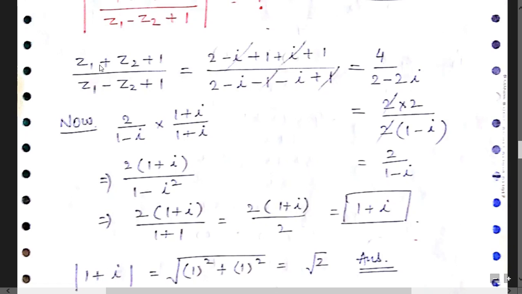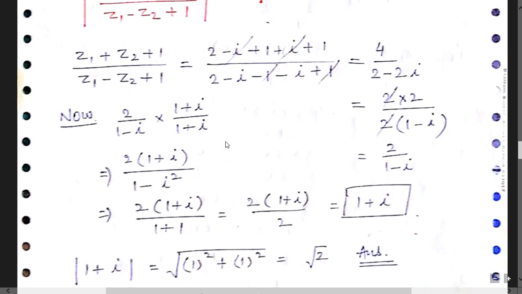In first step, insert the value of Z1 and Z2. Z1 is equal to 2 minus iota and Z2 is equal to 1 plus iota. You can calculate and you will find 4 over 2 minus 2 iota. Then 4 can be written as 2 into 2 and then in the denominator take 2 common and you can write 2 over 1 minus iota.